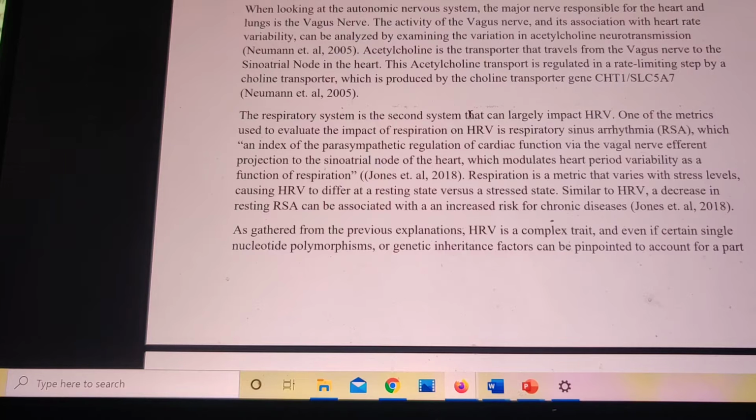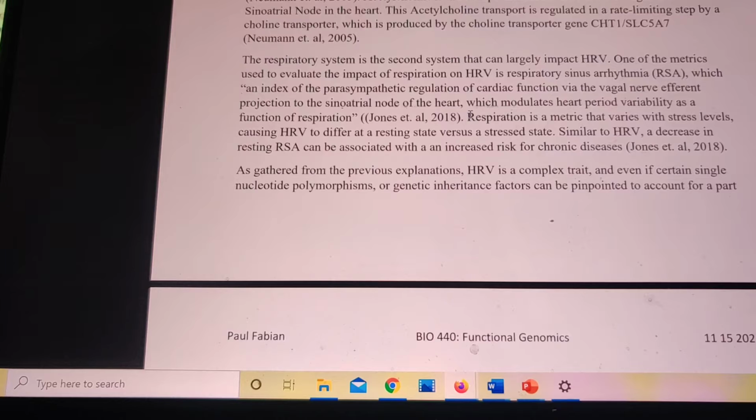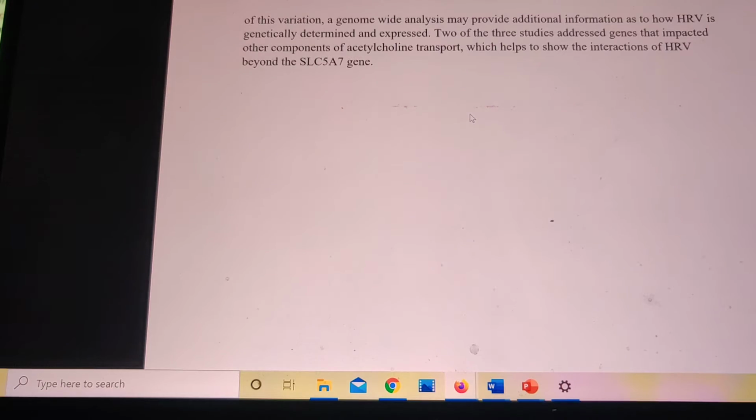Acetylcholine is a major transporter in the sinoatrial node in the heart. The acetylcholine transport is regulated in a rate-limiting step by the CHT1 gene, which is the gene analyzed in both of these studies. One of the metrics used to evaluate HRV is RSA, which accounts for respiration, and this is also factored into both of the studies.